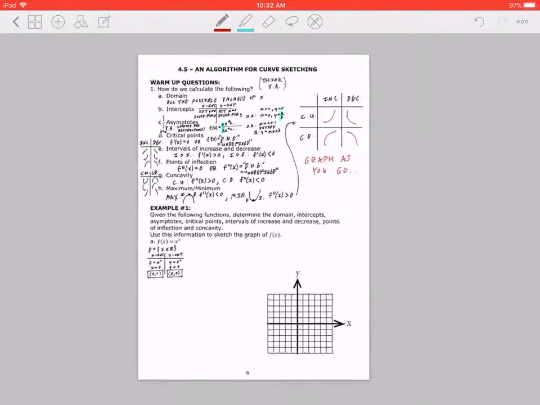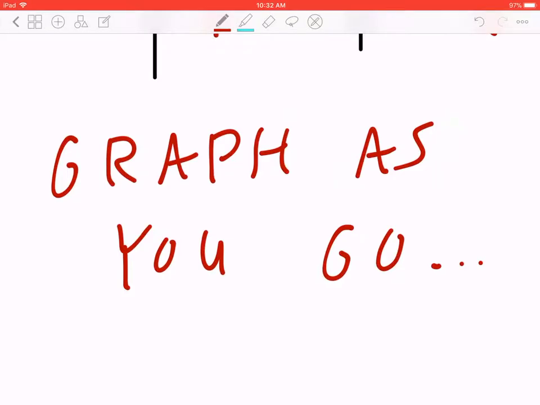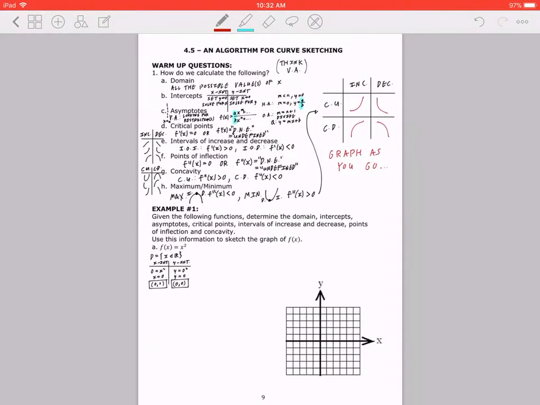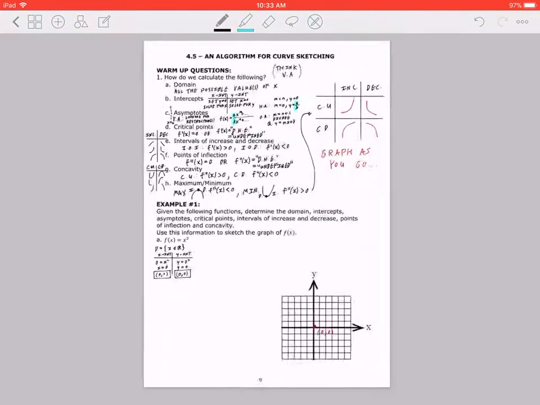So remember, graph as you go. This I mentioned back in part 1 of the video. To minimize your mistakes, graph as you go. Please don't graph at the very, very end. So (0, 0), just like that.